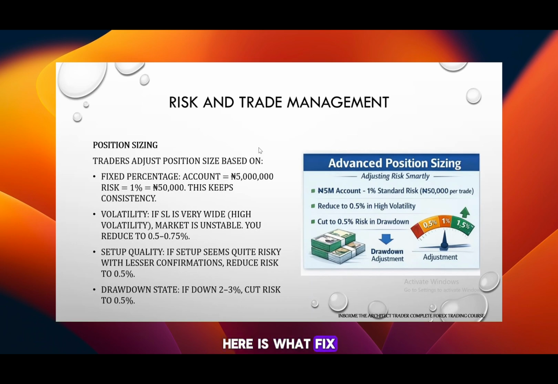Here is what fixed percentage. All right, so let's say a trader is handling an account of 5 million naira and is risking 1%. That's 50,000 naira per trade. All right, this keeps consistency. So depending on the stop loss of that particular trade, that will be the only reason why the person will adjust the position size, because the stop loss has to be equivalent to risking only 1% of the account.